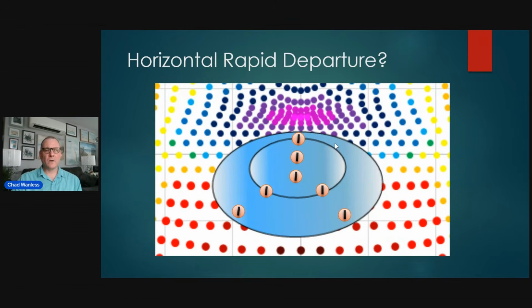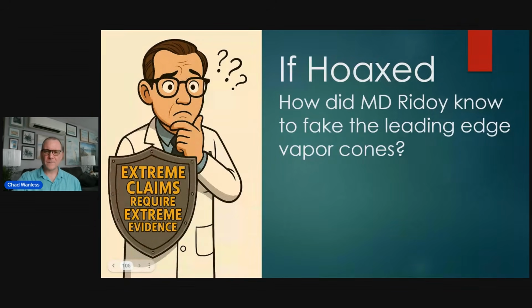So how does this work theoretically? Well, if the disk takes all of its nested warp nacelles, tilts them horizontally into a cone shape and turns them on simultaneously, it will create a warp bubble perpendicular to its disk, and it will fly off at a very large rate of speed. So again, if hoaxed, how did MD Radioy know to fake the leading edge vapor cone?